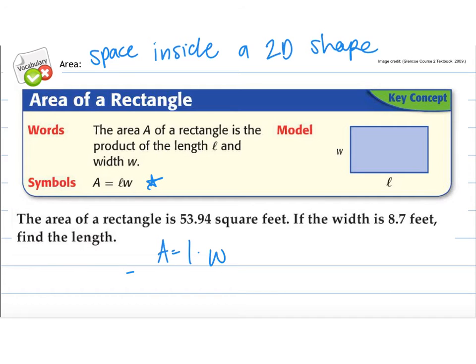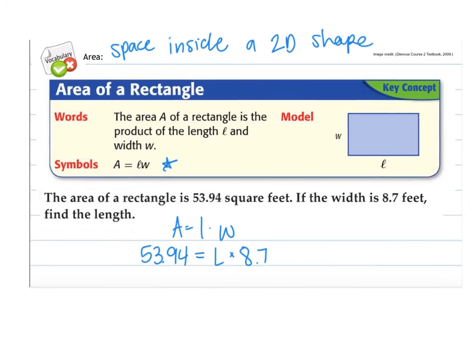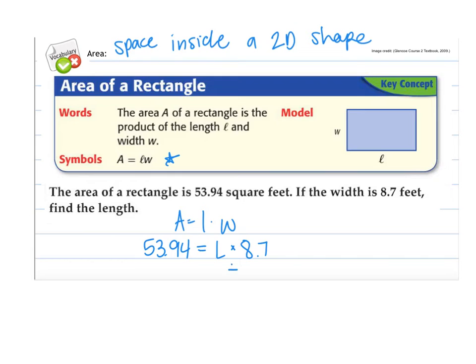So the area, 53.94. The length is what we're looking for, and we're going to multiply that by the width, which is 8.7. Now to solve this, we know that we undo multiplication by division, so we're going to divide both sides by 8.7. Go to our calculator here, 53.94 divided by 8.7. The length would be 6.2 feet.